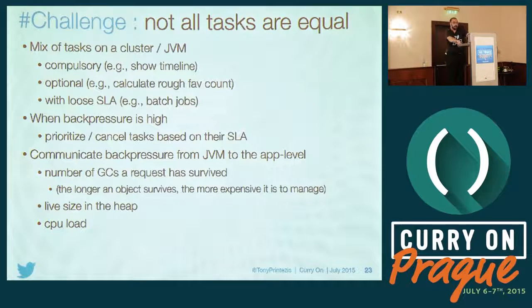Another idea that I was discussing with Marius, one of our very senior engineers: there is a mix of tasks that run on a cluster, right? There are some compulsory ones, like show me the timeline of user X. If user X wants their timeline, they should get it. There are some optional ones, like calculate a rough favorite count. If it's 14 or 15, it doesn't really matter, right? I mean, somebody might be devastated that their picture of their cat did not get 15 favorites, but that's fine. It's not super important. And there are some batch jobs that have very loose SLAs.